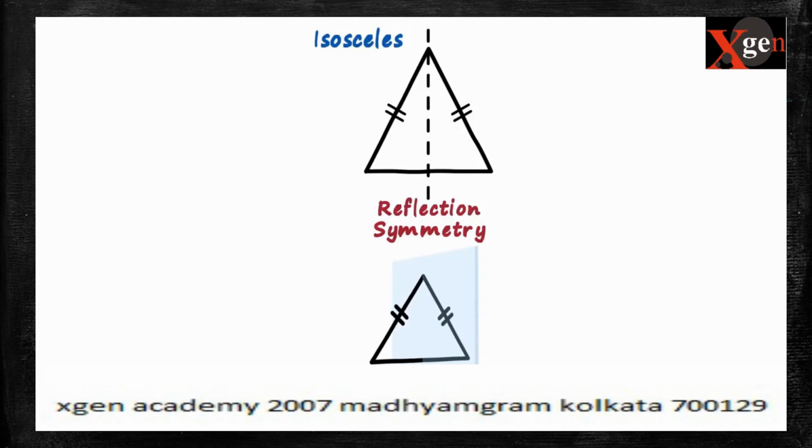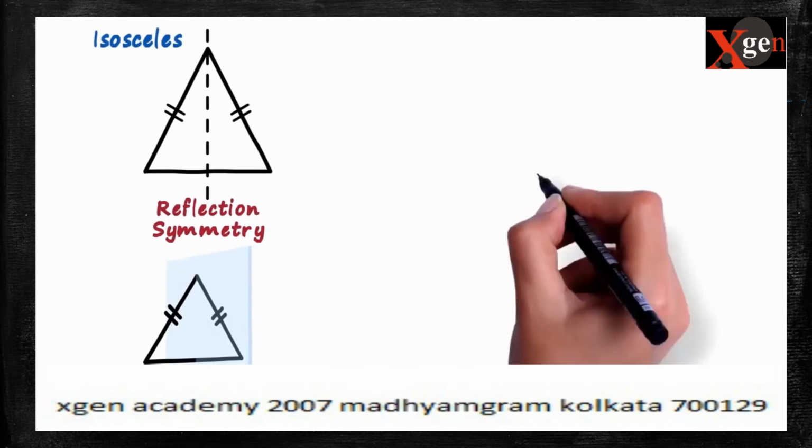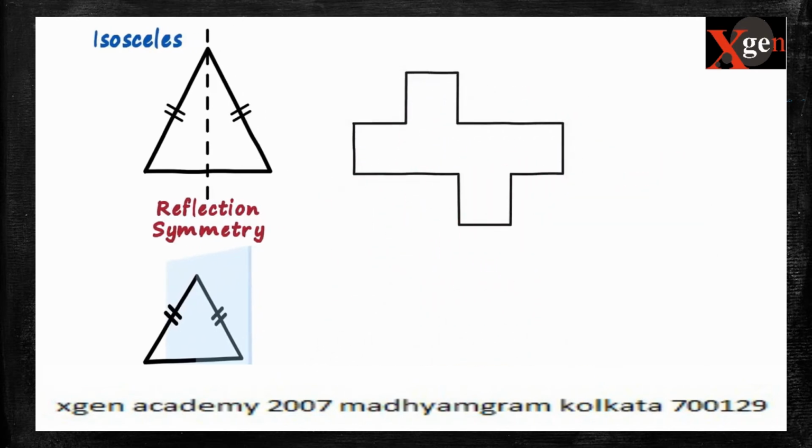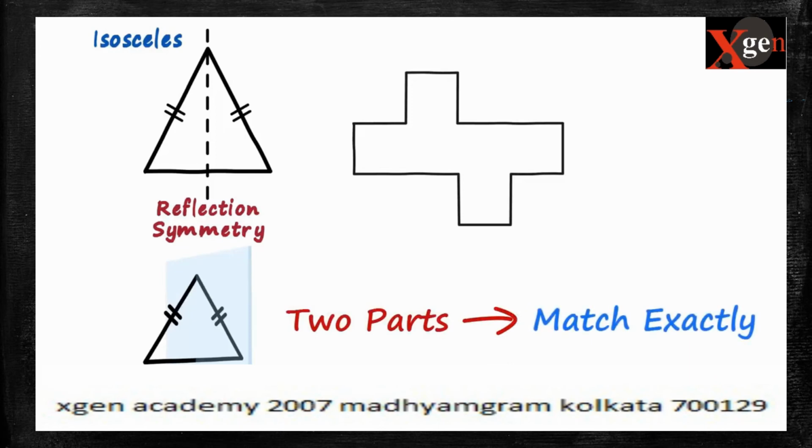Do we have another kind? To know the answer, here's another figure for you. This figure is made up of 6 squares to be precise. Now I want you to tell me if this shape has reflection symmetry or not. Can we draw a line through it such that the two parts formed match exactly with each other?